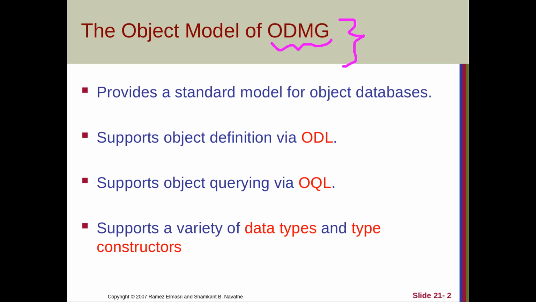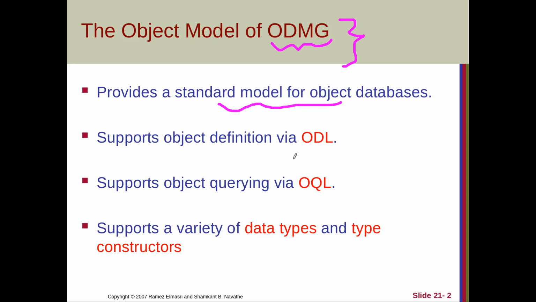So ODMG is a standard that is used for representing various objects and for access to the different objects and values or data present in an object-oriented database. It can be compared with the SQL standard used for a relational database system. This ODMG model provides a standard model for the object database system.